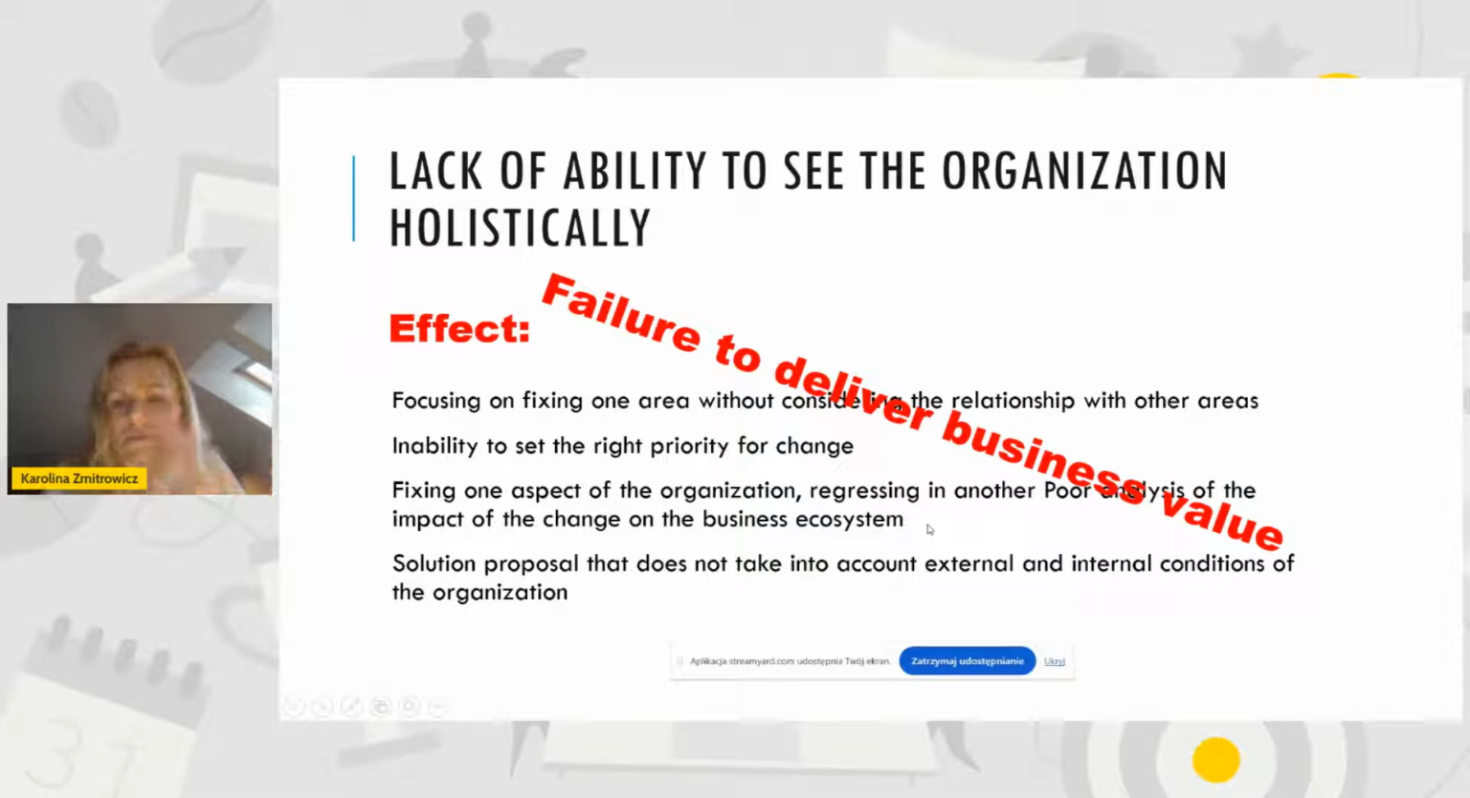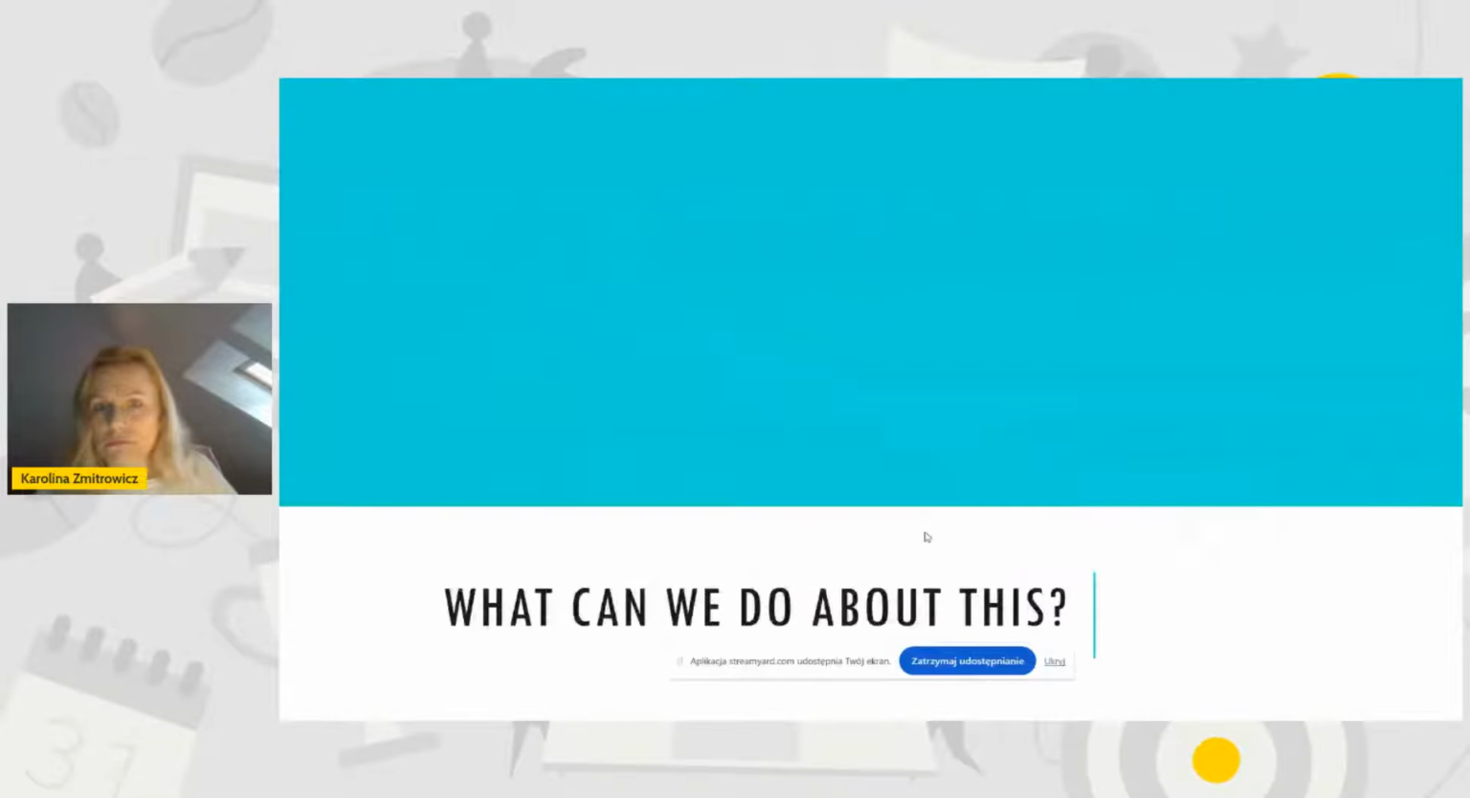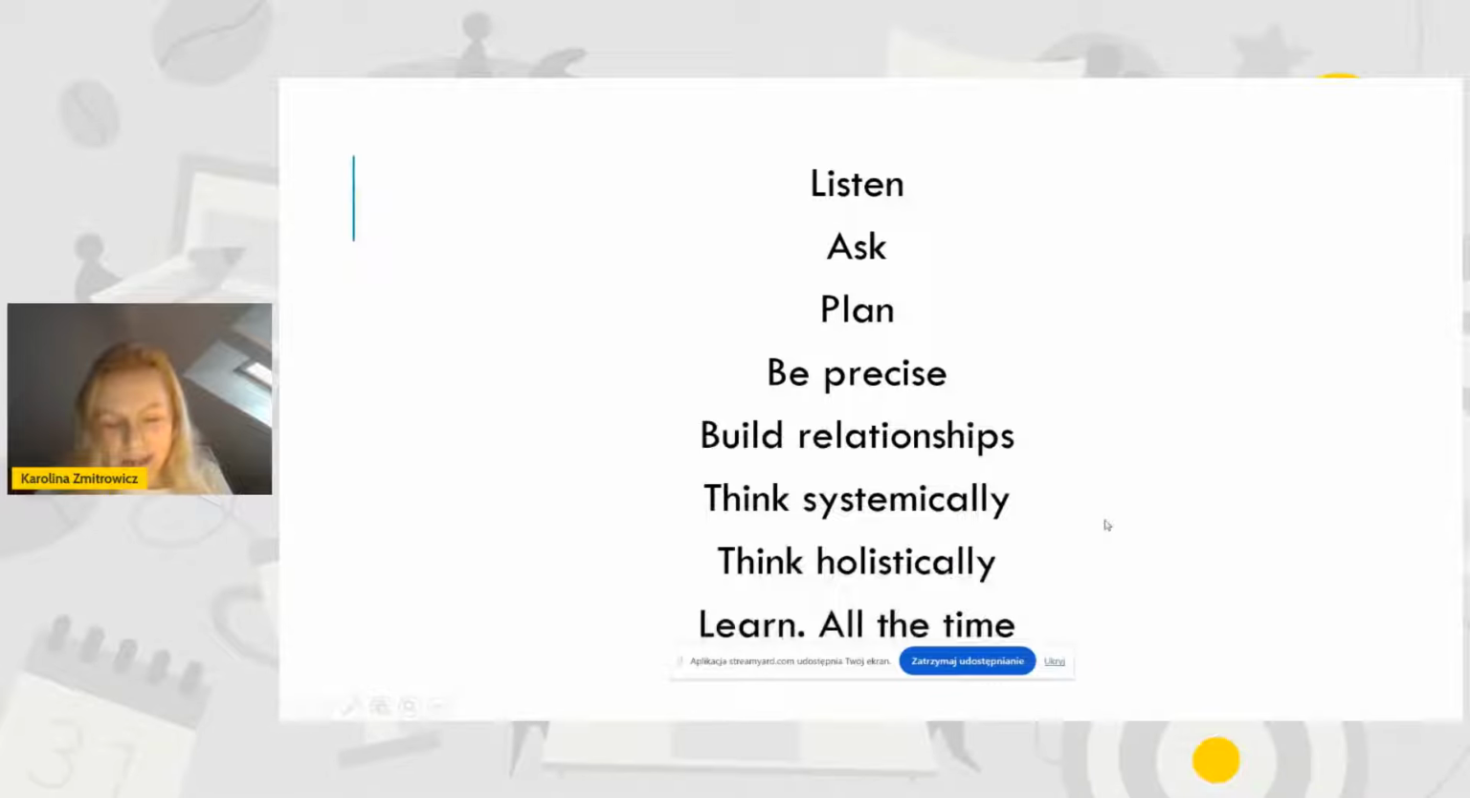This aspect of holistic thinking is also related to systems thinking. And I think that this is one of the most important problems in the business analysis area. We focus on projects, delivering things without this big picture. And what can we do about that? As a summary, first thing: listen. Sometimes the right solution is just to stop talking and listen to stakeholders. Listen, ask questions, not talk, ask questions. This is the first task of a business analyst.